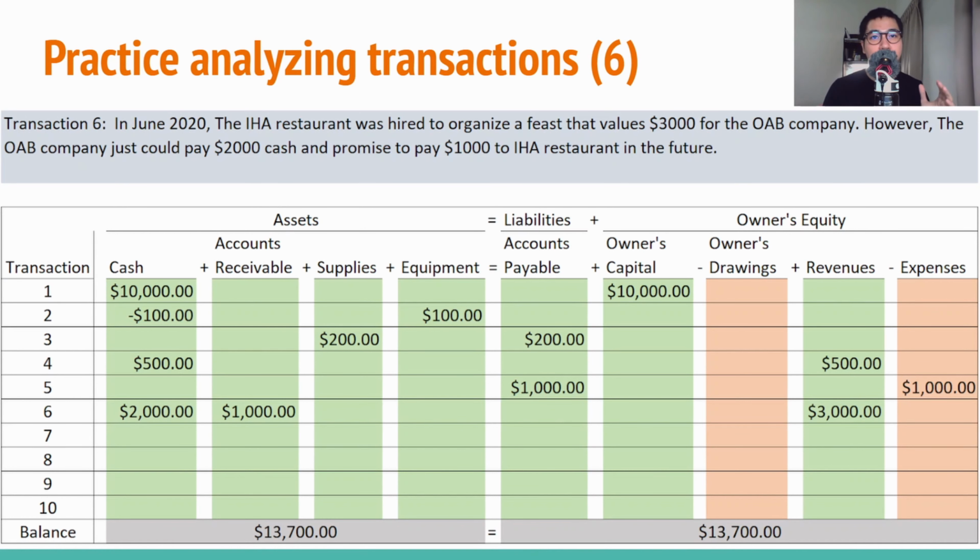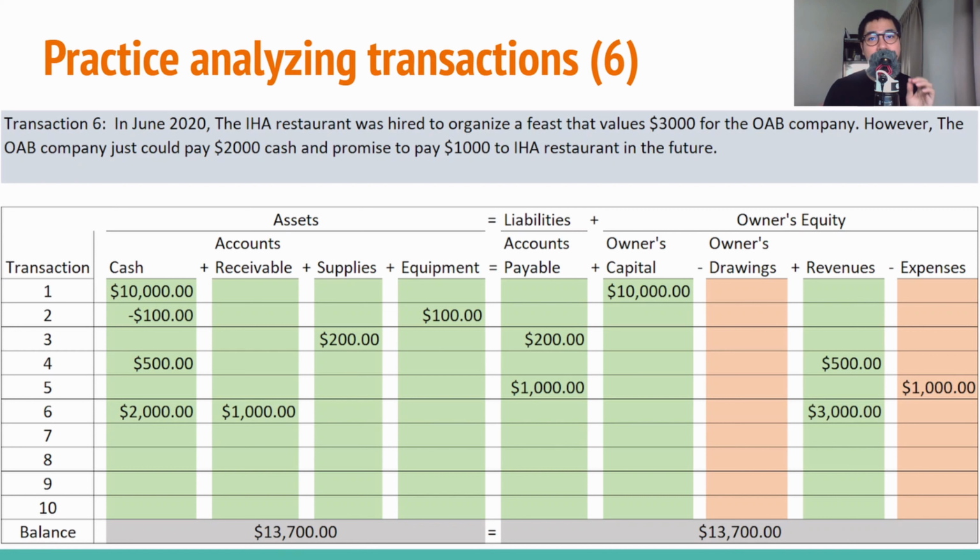The IHA restaurant was hired to organize a feast that valued 3,000 for the OAB restaurant. However, the OAB restaurant could only pay 2,000 cash and promised to pay 1,000 to IHA restaurant in the future. Okay, so this one is quite complex, so stay focused.